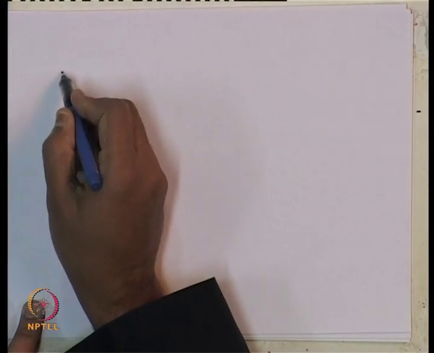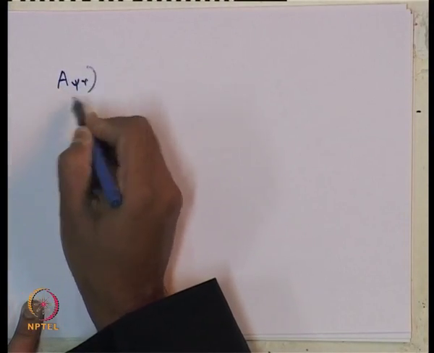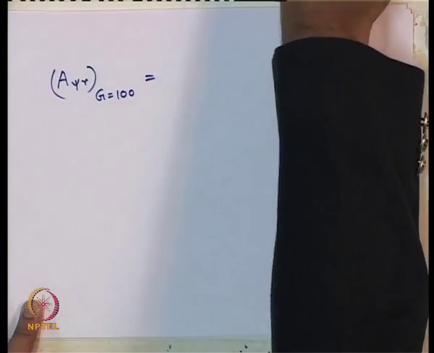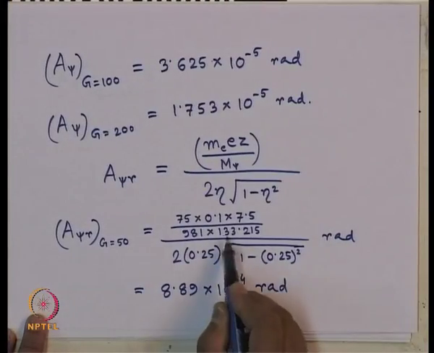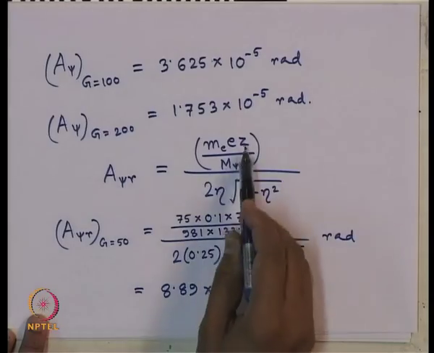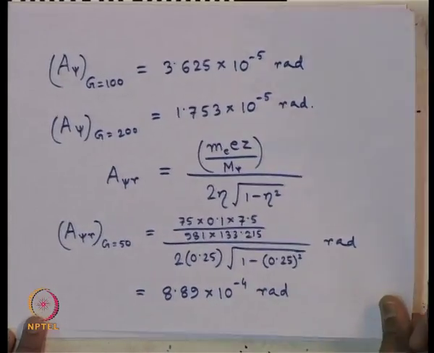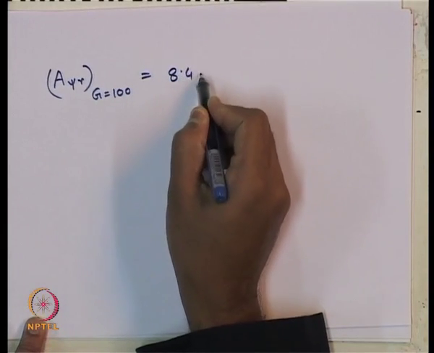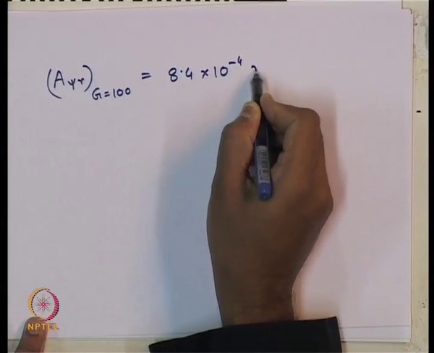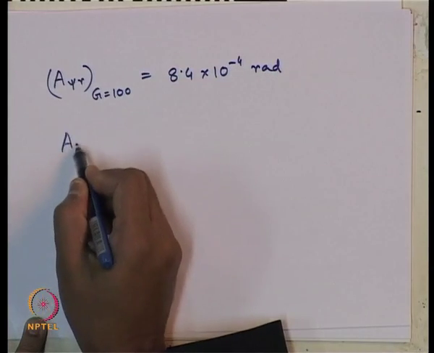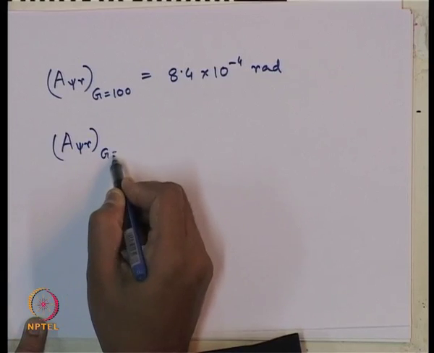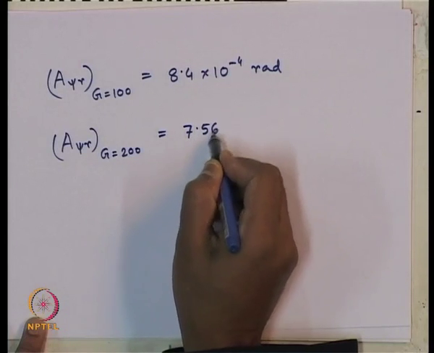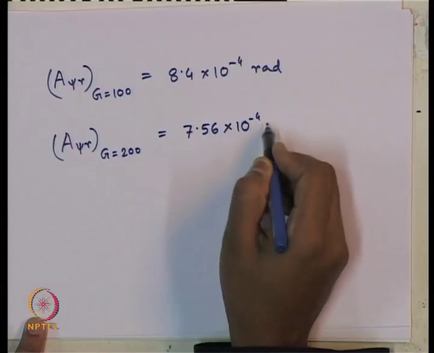Now, let us compute for the other two cases of soil, that is G 100. The changes will be only in the value of m psi, all other things remain the same. So, by calculating we are getting 8.4 into 10 to the power minus 4 radian, and A psi r for g equals to 200, we are getting 7.56 into 10 to the power minus 4 radian.